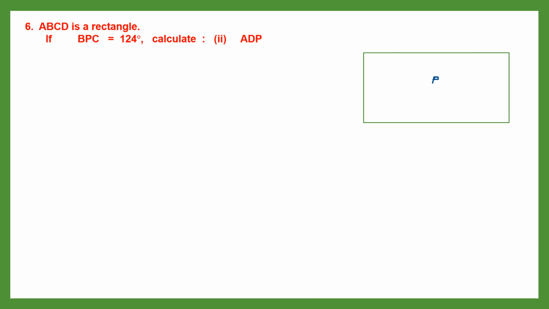The second question, we have to find angle ADP. Now we have these diagonals here. Now ADP, this is the angle that we have to find. Angle ADP is here. Okay. Now here we have already found out some angles. So this one is 28 degrees.